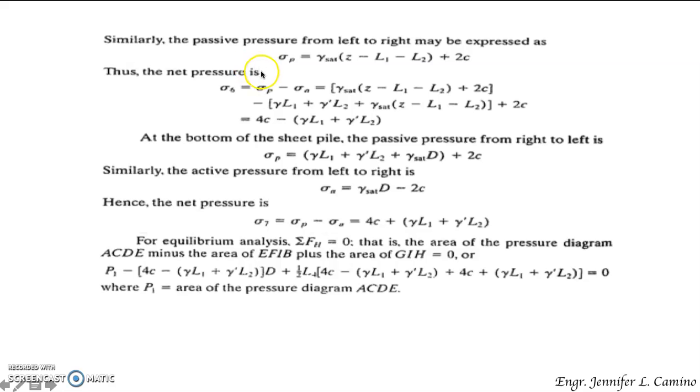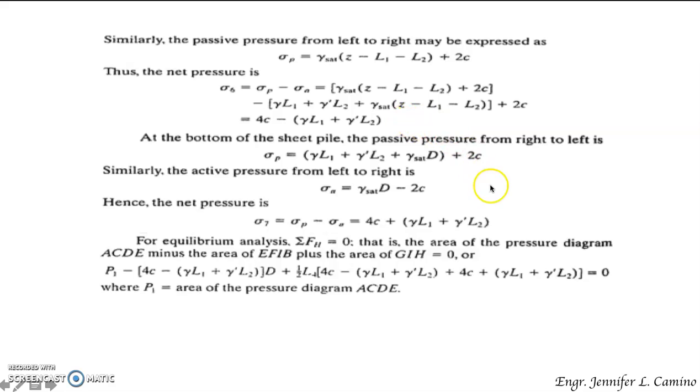So similarly, we have computed the active pressure above point O as presented in figure 9.6 a while ago. We also have to compute our passive pressure acting above the point O, from left to right. That is equivalent to this equation. Once we have computed the active pressure and the passive pressure, our net pressure is equivalent to this equation. At the bottom of the sheet pile, the passive pressure from left to right is equivalent to this equation.